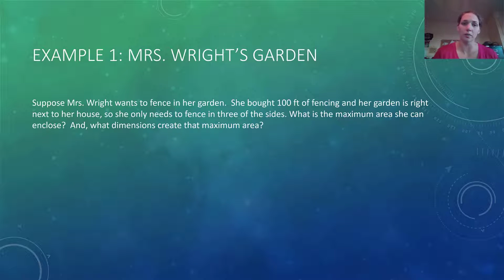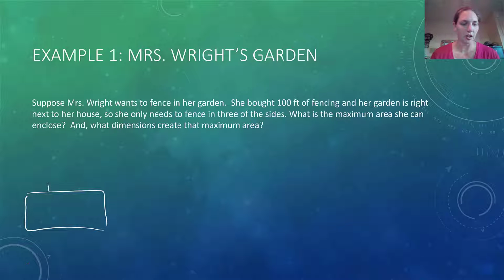Now, I could potentially do a circle, but I don't want to deal with pi yet, and I'm probably thinking you don't either. So we're going to go rectangular. I should have included that in here. But okay, so let's say that my house is here and my garden is here.